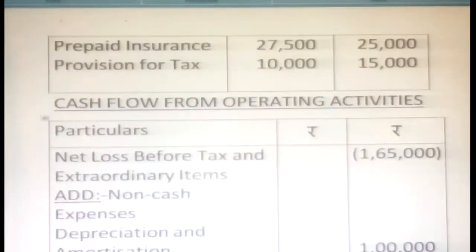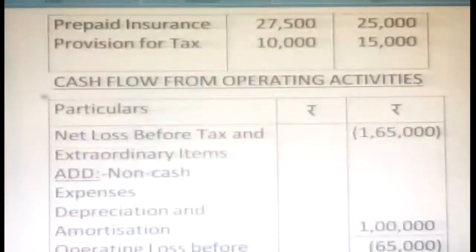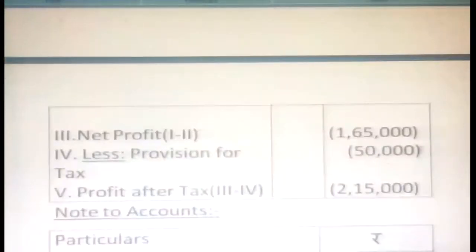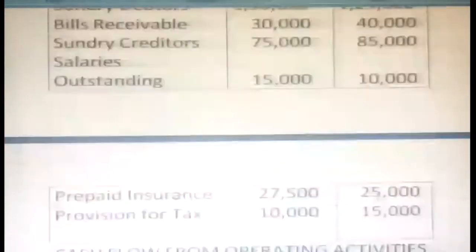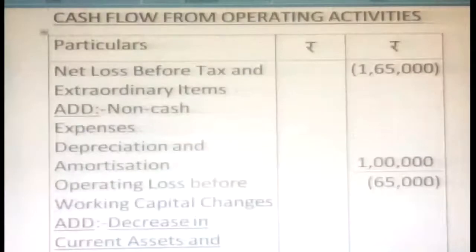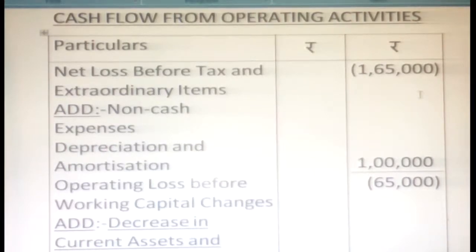Okay. Now we are going to prepare the cash flow from operating activities. Here the net loss before tax and extraordinary items, we consider this figure. See here, before tax, we are going to take 1,65,000 directly because they have given provision for tax. So don't take 2,15,000. That is very important. You have to take 1,65,000 negative figure, nothing but loss. It is going to start from this. That's why it is mentioned here very clearly: net loss before tax and extraordinary items 1,65,000, within the bracket. Always be very careful.